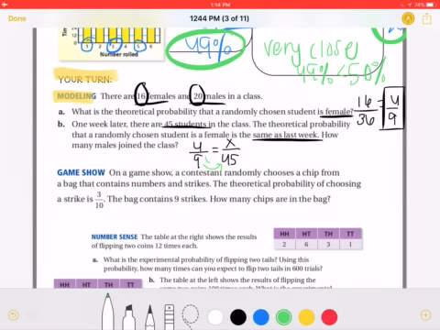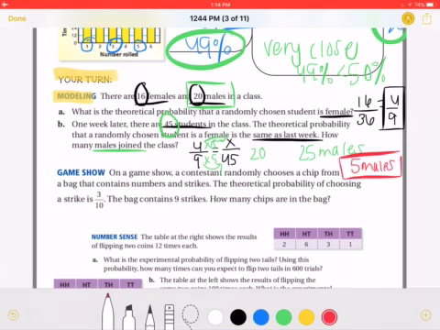So I know that 9 times 5 is 45. So 4 times 5 is 20. That means there are 20 females, but they want to know how many males joined the class. So if there's 20 females, that leaves 25 males. If we had 20 males last week, how many males joined the class then? 5 males joined the class. So our answer is 5 males.